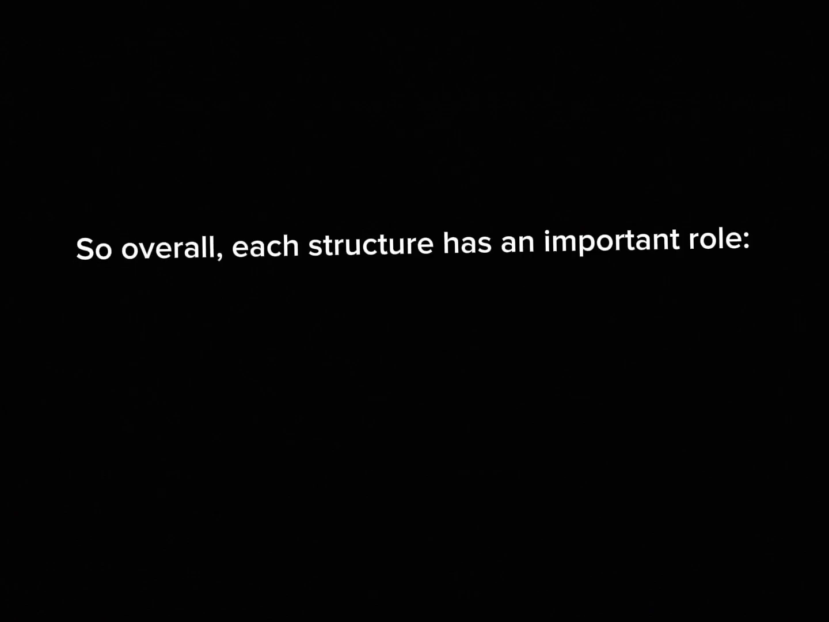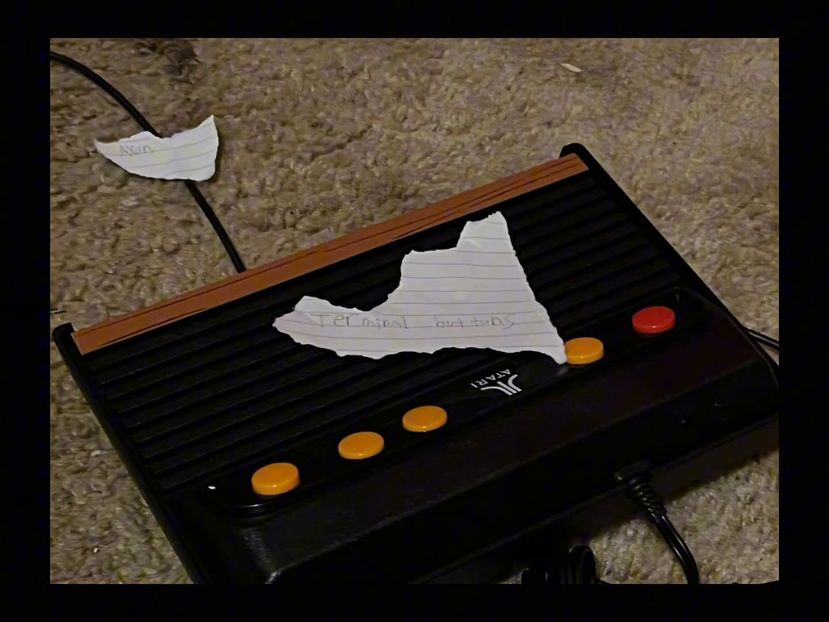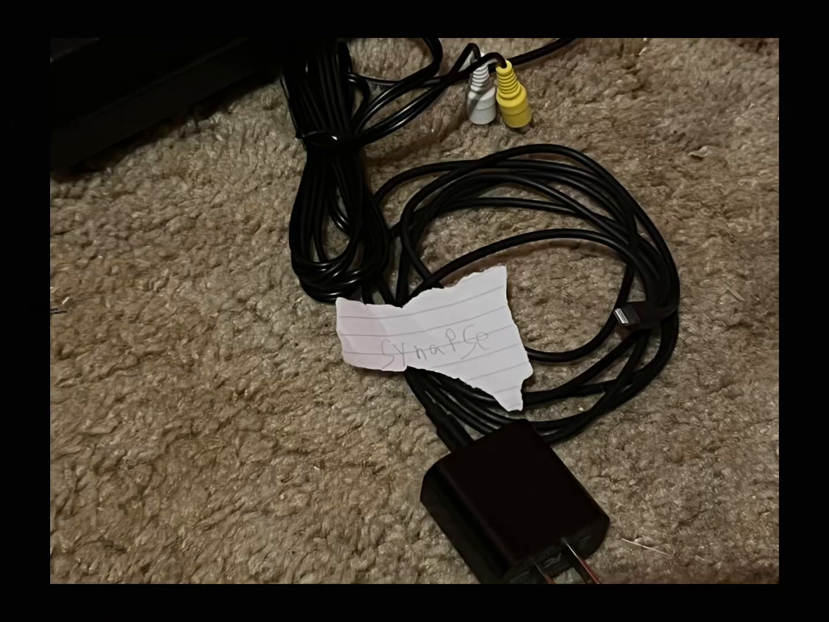When the action potential reaches the terminal buttons, neurotransmitters are released into the synapse. These chemicals cross the gap and bind to receptors on the next neuron's dendrites, continuing the message. So overall, each structure has an important role. The dendrites receive information, the soma processes the signal, the axon carries the electrical impulse, the terminal buttons release neurotransmitters, and the synapse allows communication between neurons.